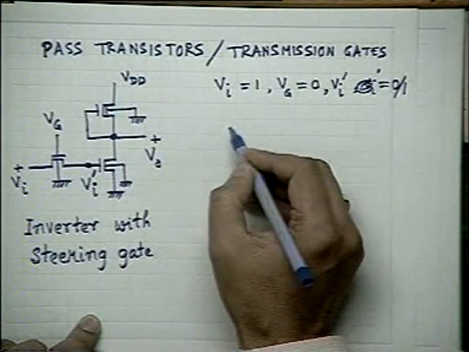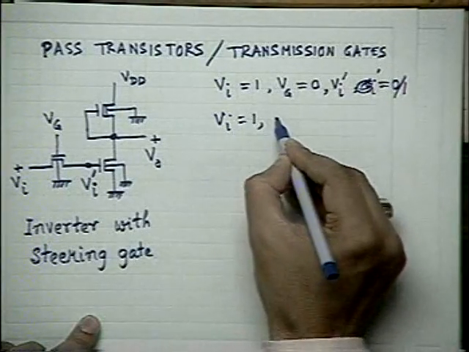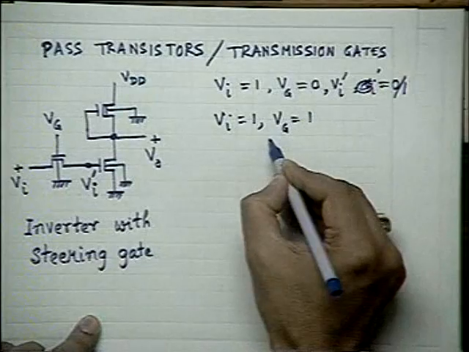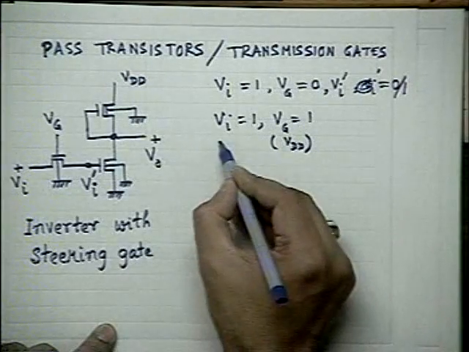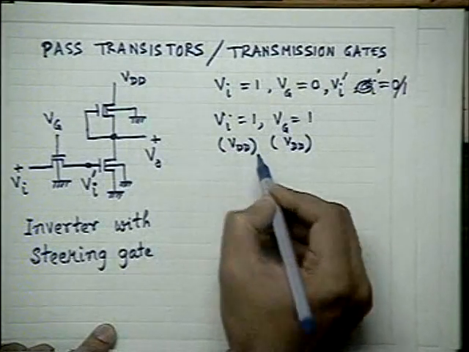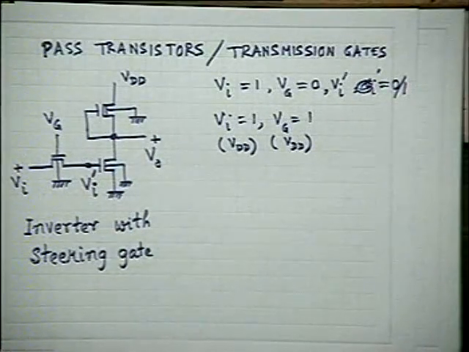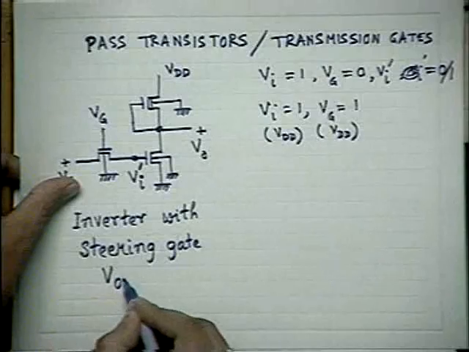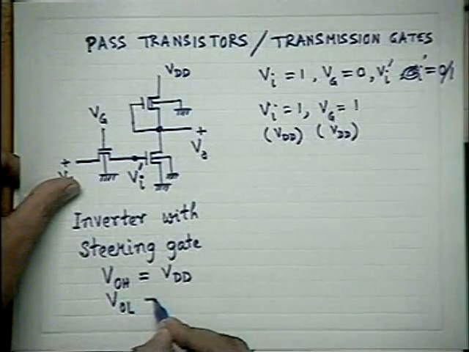Now, what I want is when Vi is 1 and Vg is also 1. 1 normally is VDD, and Vi being 1 also means VDD. Because this is a depletion mode NMOS logic, the output VOH will be VDD. So 1 means VDD and 0 means almost 0 volt. Please remember, in this case VOH is equal to VDD and VOL is almost equal to 0.